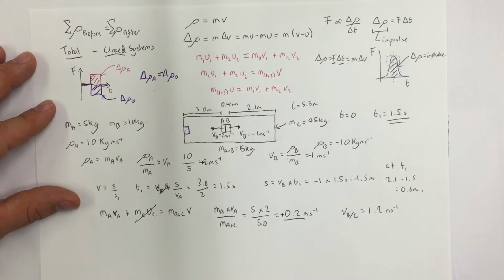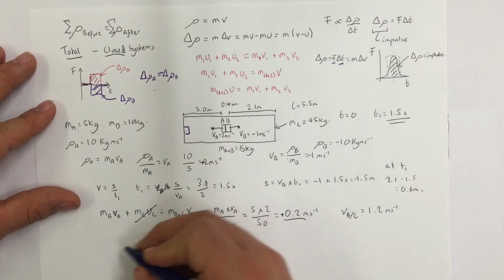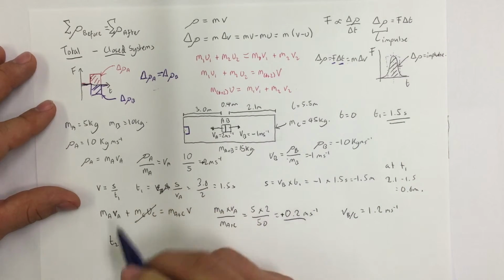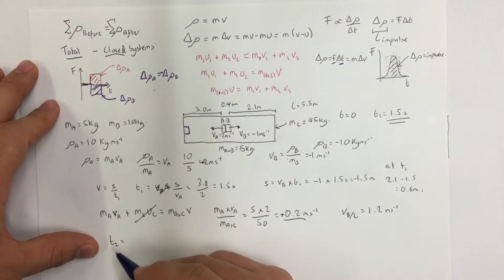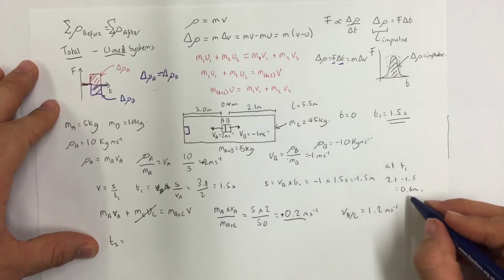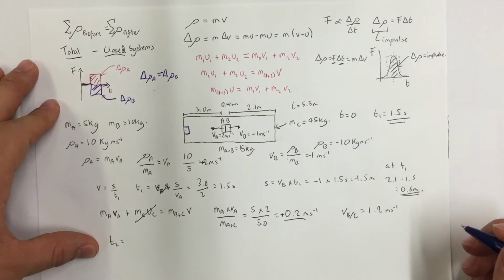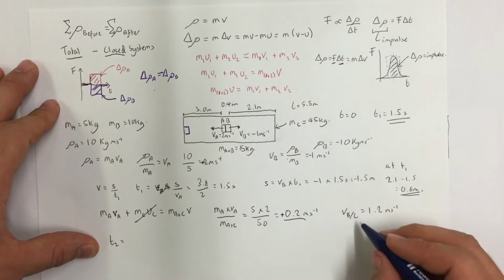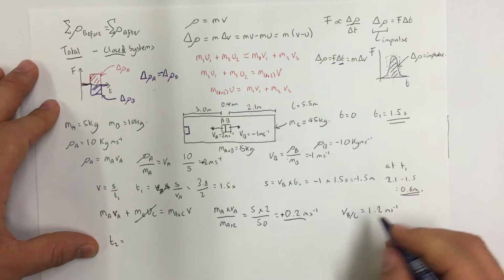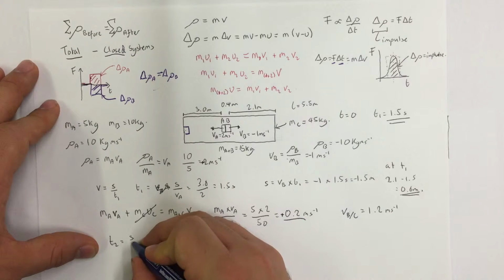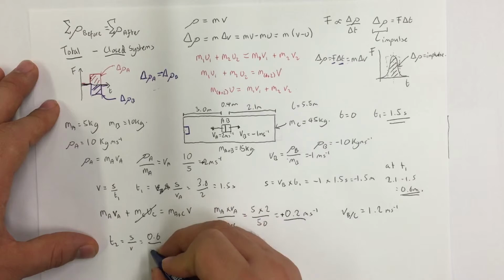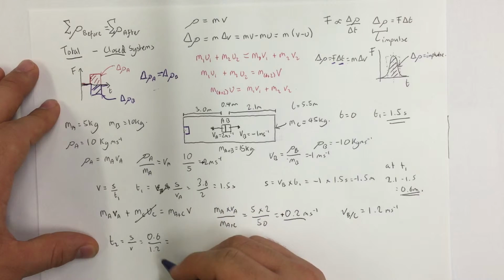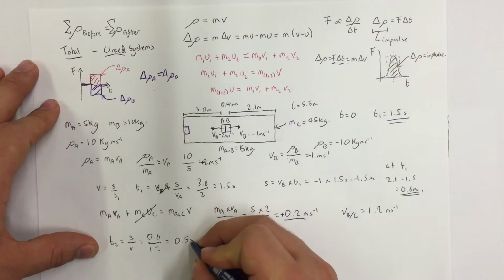So now that I know that, I can work out what the time t2 is, which is when B collides with the container. So for t2, we know it's got a distance of 0.6 left to travel, and we know that it is now travelling at a relative speed of 1.2. So the time is going to be displacement or distance travelled divided by velocity, and so it's 0.6 divided by 1.2, and so the time is 0.5 seconds.